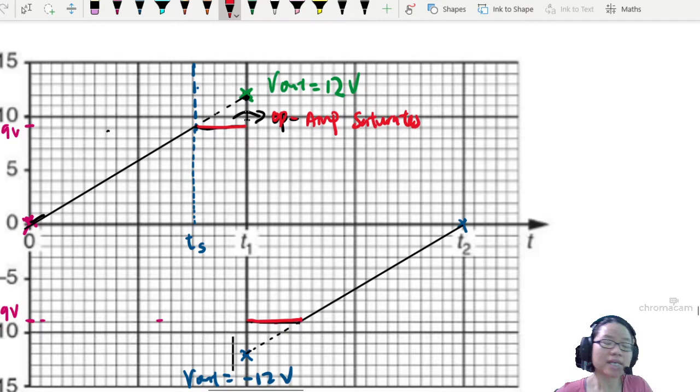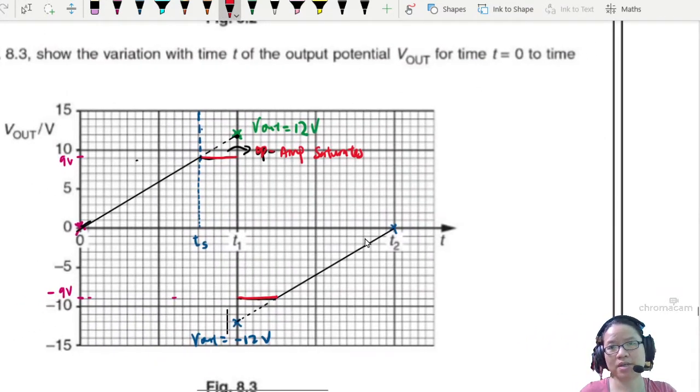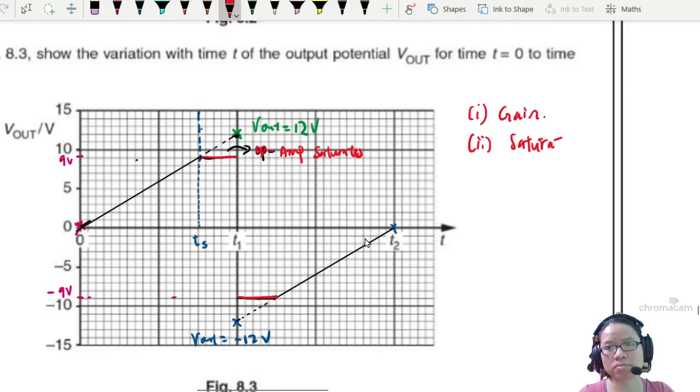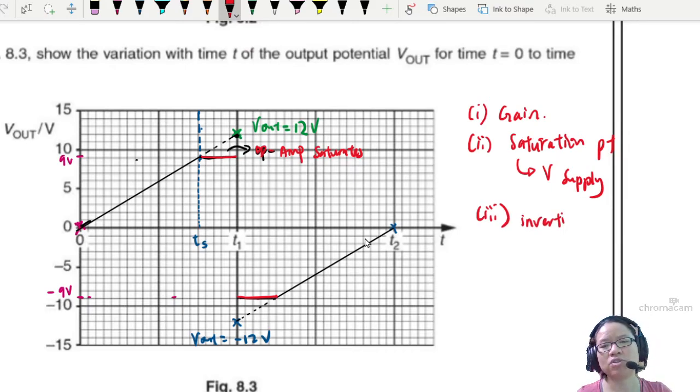All right. The second thing you have to be aware of is whether this is inverting or non-inverting. If it's inverting, everything that is positive must be drawn at the negative. Everything that is negative must flip over to be drawn at the positive. So I write here: number one, you look at gain. Number two, you must check your saturation point. Have you saturated? Check the supply voltage. And number three, you should think about whether it is inverting. I think the inverting or non-inverting question should be number one.